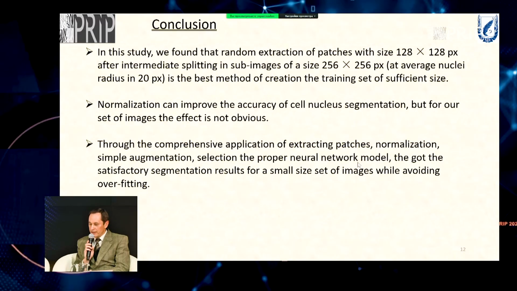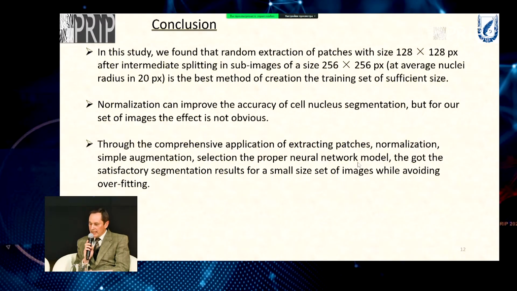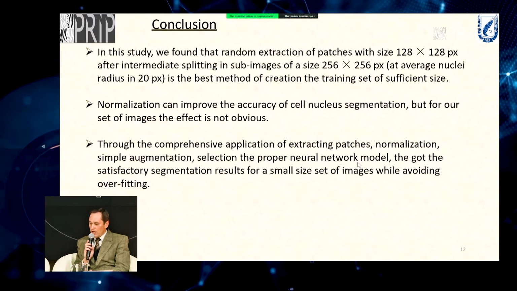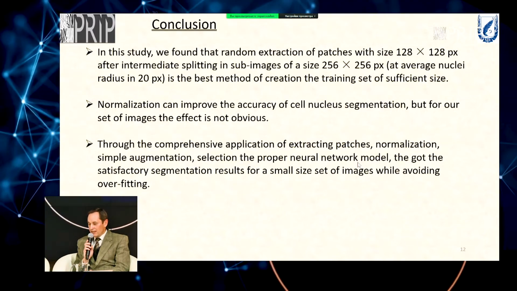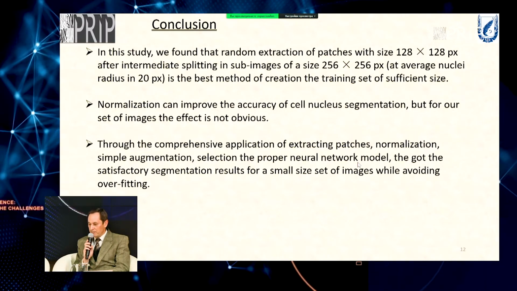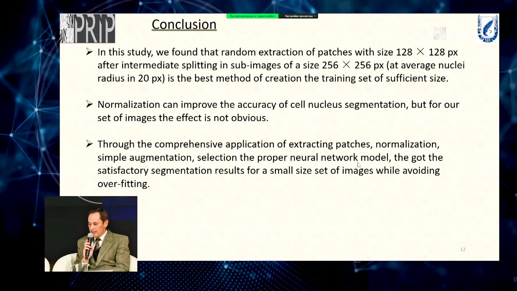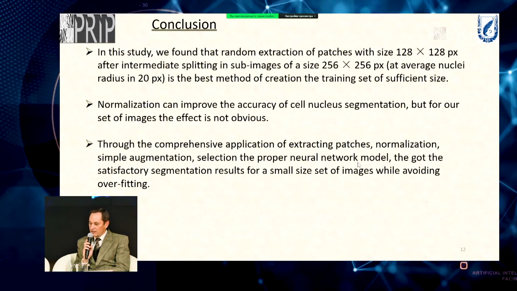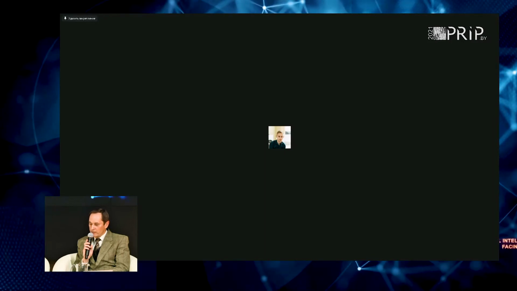I see no questions. So I have one question. You used the traditional UNet model for the segmentation. Did you try not your algorithm, but the same preprocessing methods using other neural network models like UNet++ or something like that?